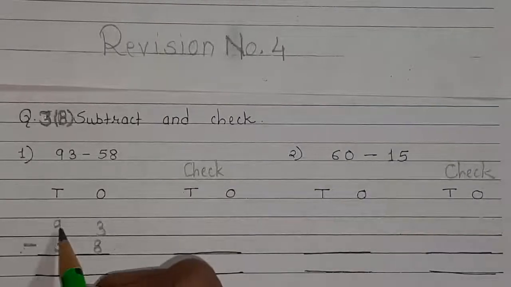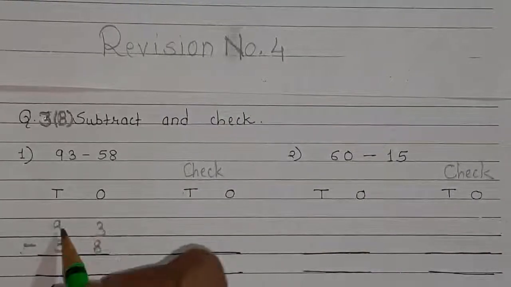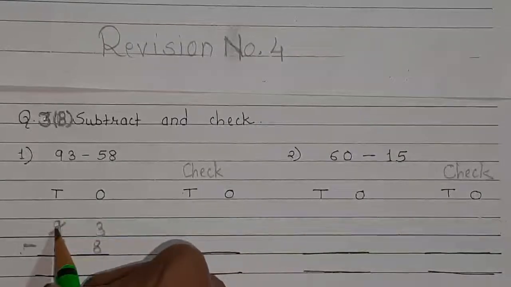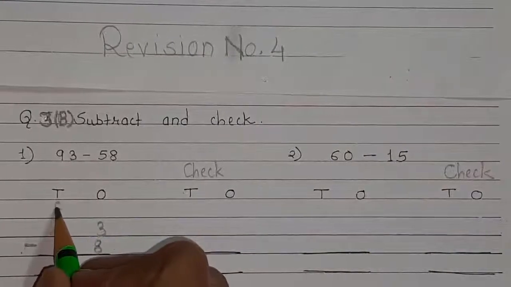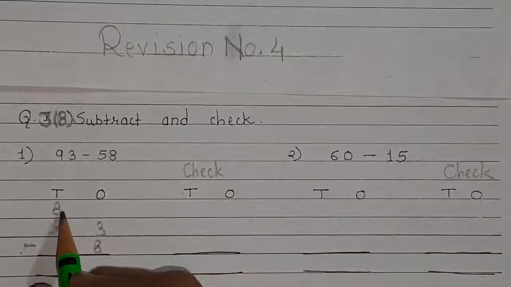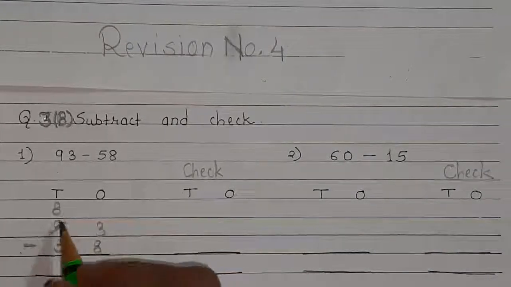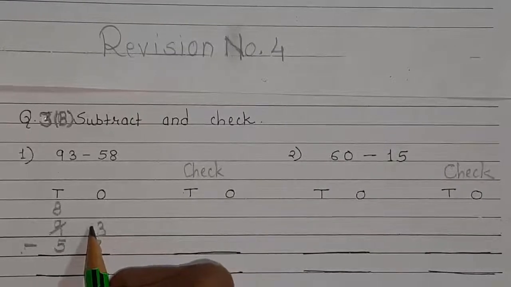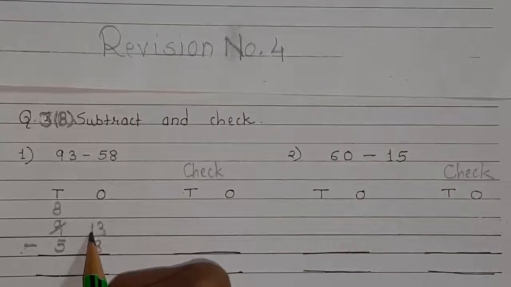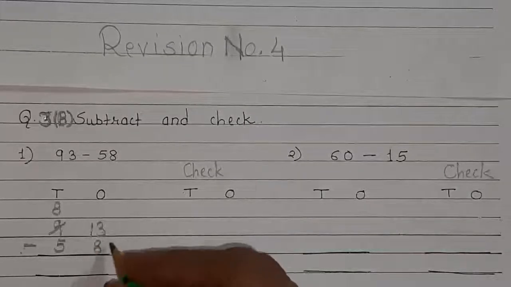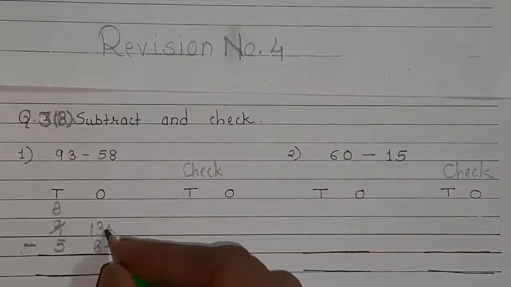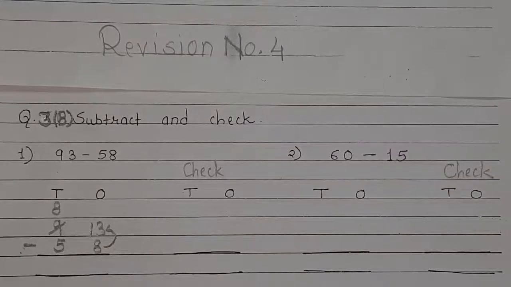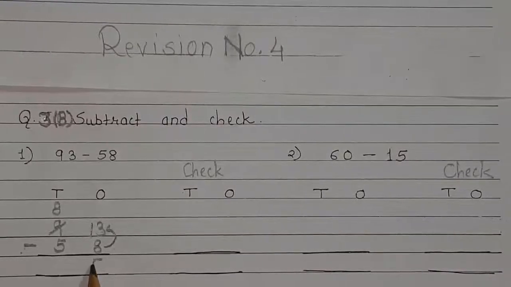So we are borrowing from 9. So we'll cut 9 and it will become 8. We are cutting one number from 9, so it will become 8, and that number which we cut from 9 we'll write here. So 3 will become 13 now. Now after 8 count till 13. 9, 10, 11, 12 and 13. So your answer is 5.